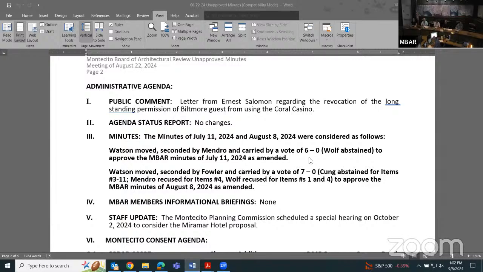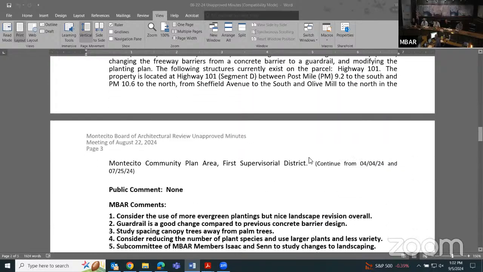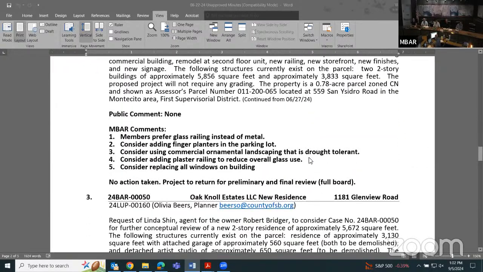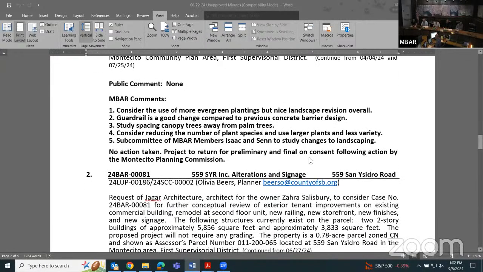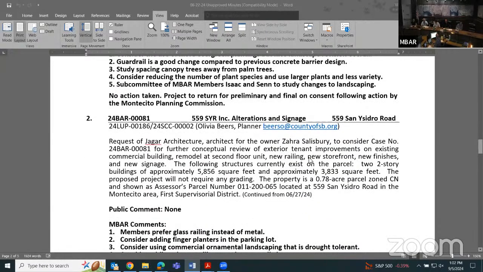And then the same thing on item 1, item 5, where it says Subcommittee of MBAR members Isaac and Sen. Again, that should be Fowler, I believe. Both landscape. Okay, that was all I found. Anyone else? All right, I have no other comments, so we need to open the public comments on this item. Do you have anyone who would like to address the board? Linda Shin is our first speaker.